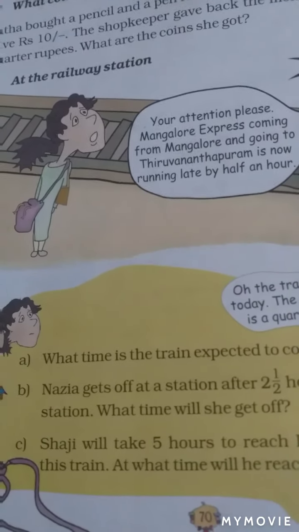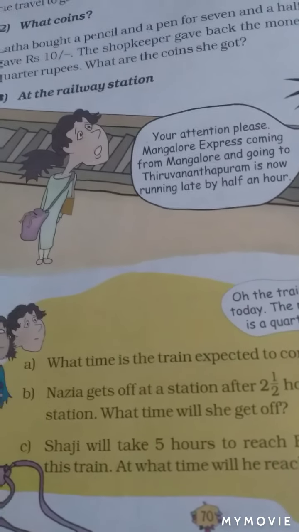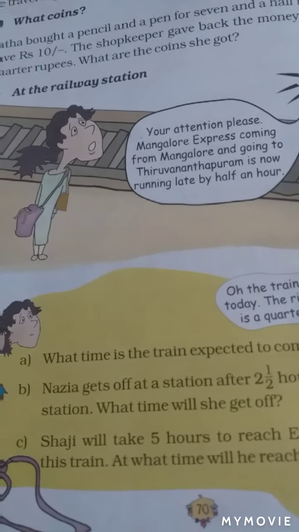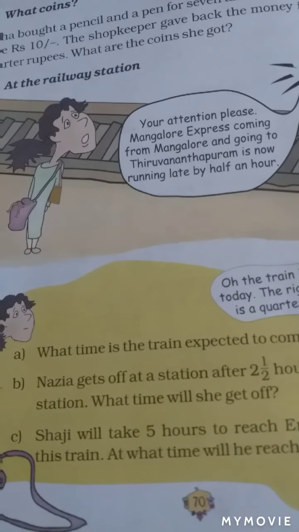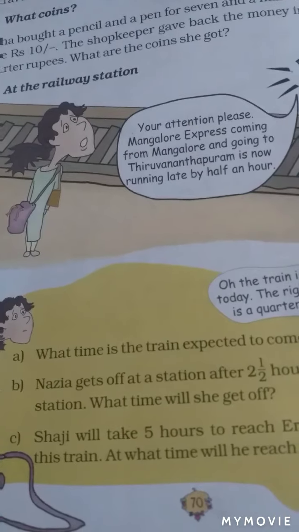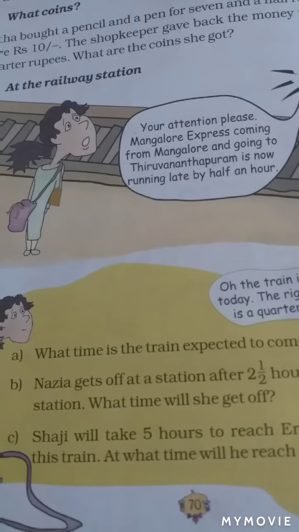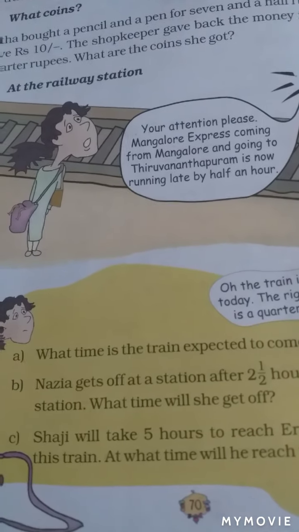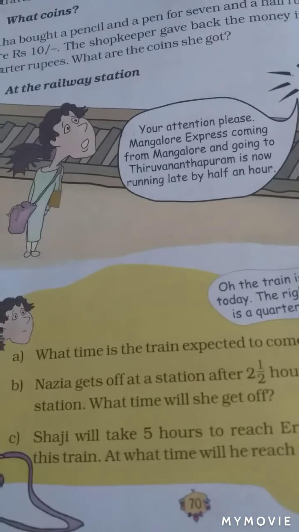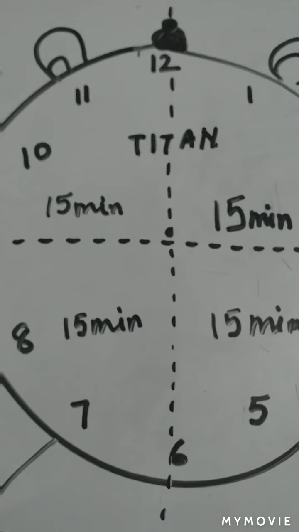The right time is 6:45, and then we are to answer 3 questions which we'll be doing today. So let's begin. But before that, we have to clear some concepts about half of an hour. How much is that? And what is quarter to and what is quarter past. The difference between these two we have to do. So let's do that first.